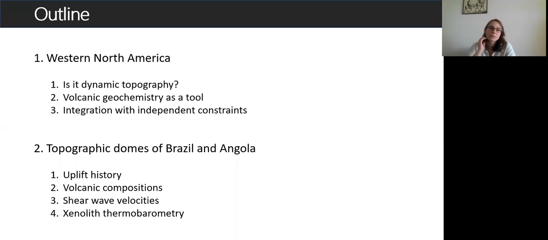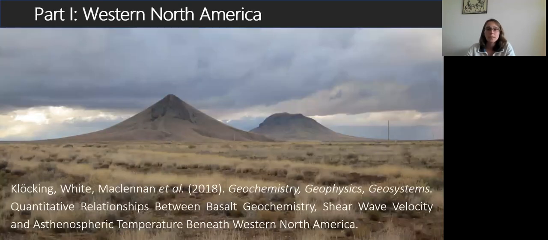And then the second half of the talk is going to be something slightly more complicated, looking at two topographic domes in Northeast Brazil and Southwest Africa, and really looking at what the exact mechanisms of dynamic uplift are in these regions. But let's start with part one.